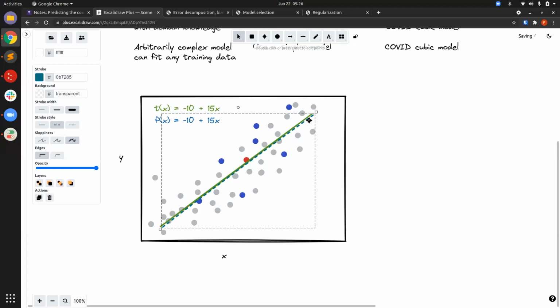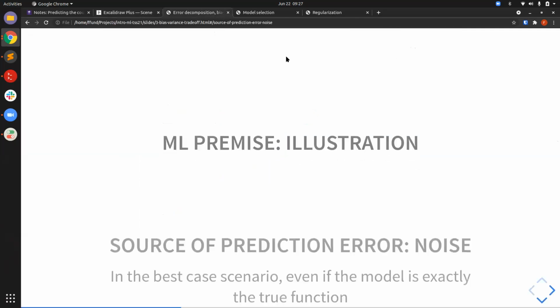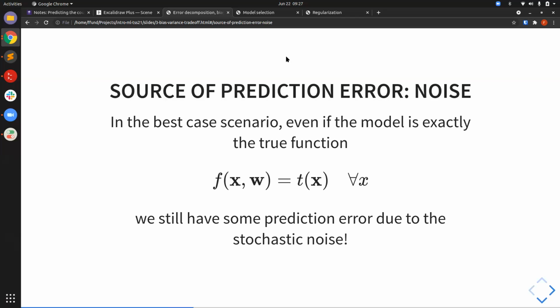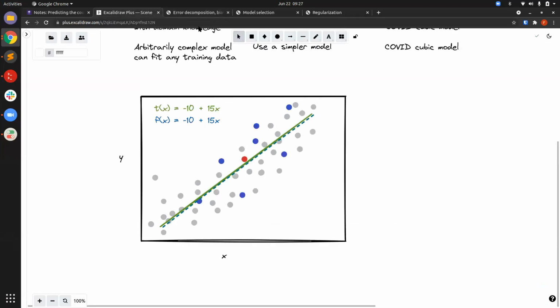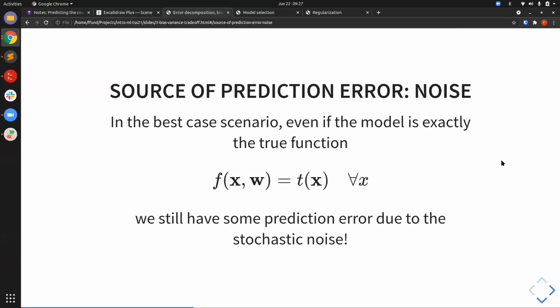Is there any error in my model? What is the expected error for that test point? Here the expectation is over all of this. Even though my model is exactly identical to the true function, there's still some error due to that stochastic noise. The best case scenario is when f of x is equal to t of x for all x. Even in that case, we still have some prediction error due to the stochastic noise. So that's one source of error, the noise.